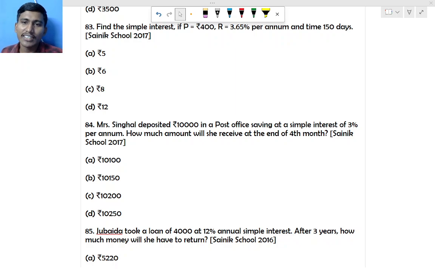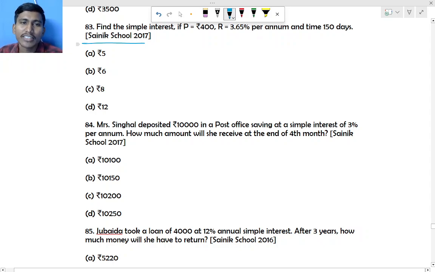So here, Sainik questions we will do now. Okay. That is here 83. Find the simple interest, direct simple interest formula you have to do and find it. Principal is given, rate of interest is given, 150 days. 150 days means you have to convert to year, 150 divided by 365, and do it. Okay? So this will be homework. Next is 84. Mr. Singh deposited.